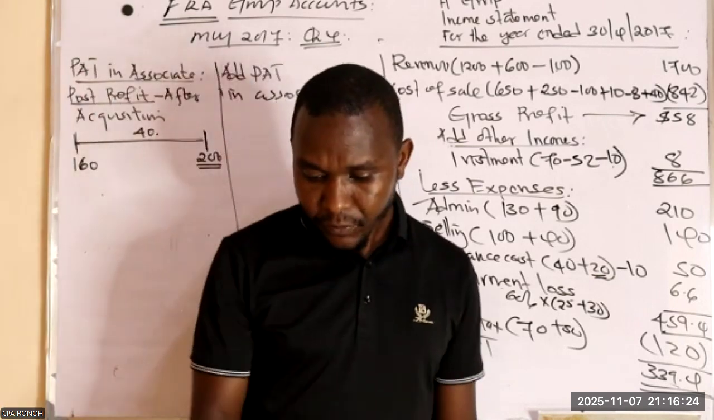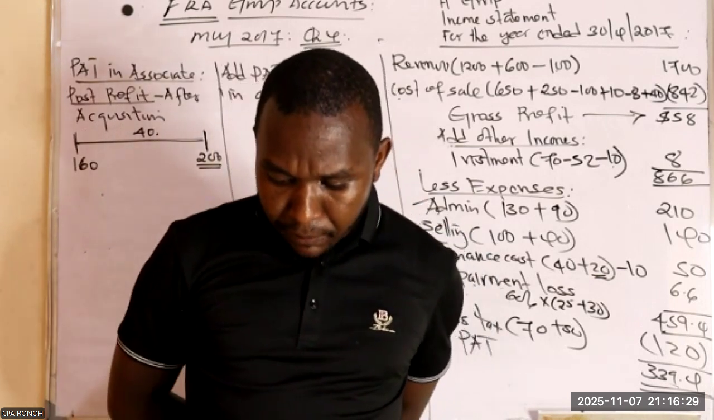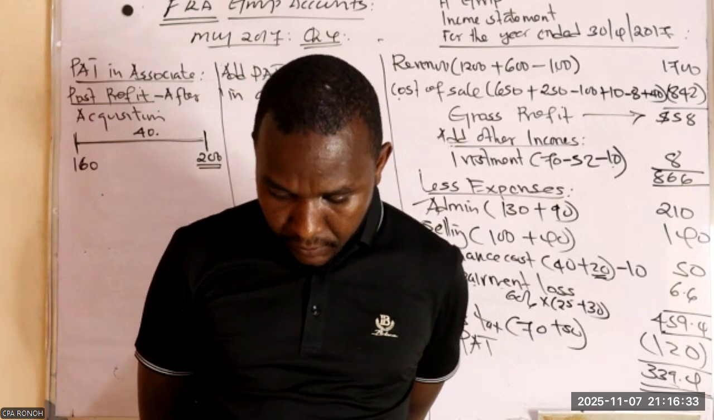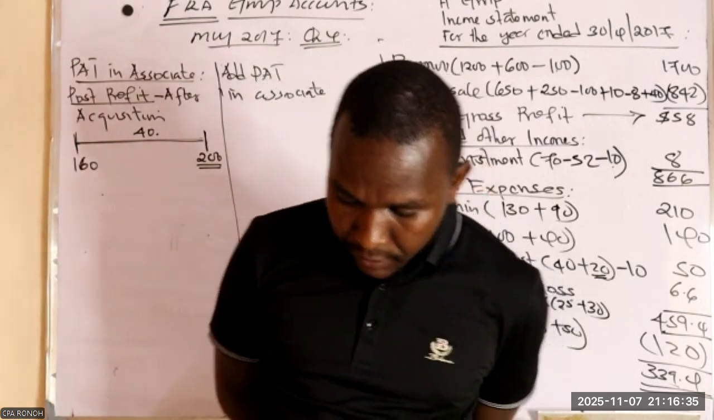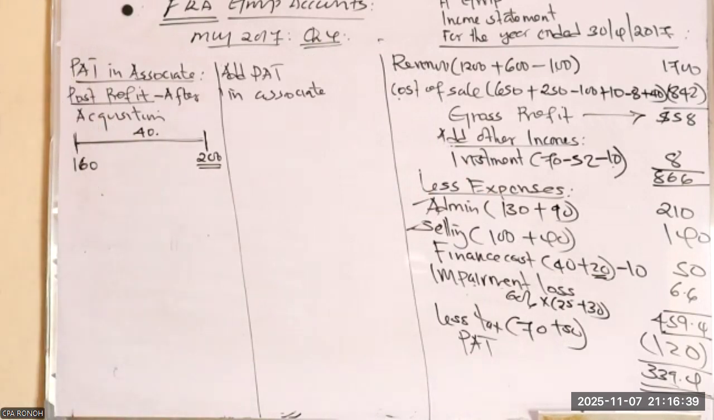Now, out of that, what was the profit before acquisition? The profit before acquisition ilikuwa ngapi? 150. Are you seeing 150?